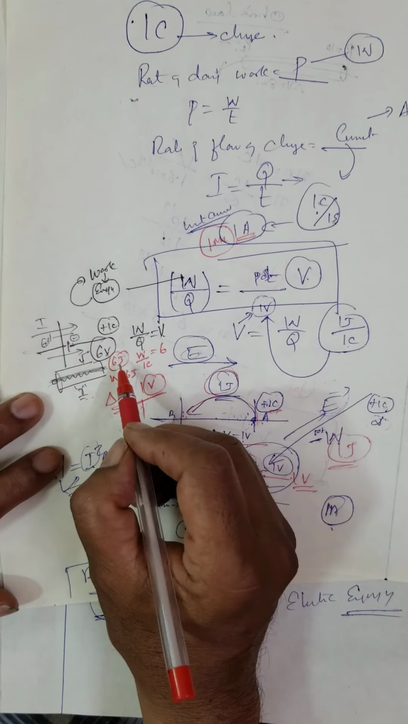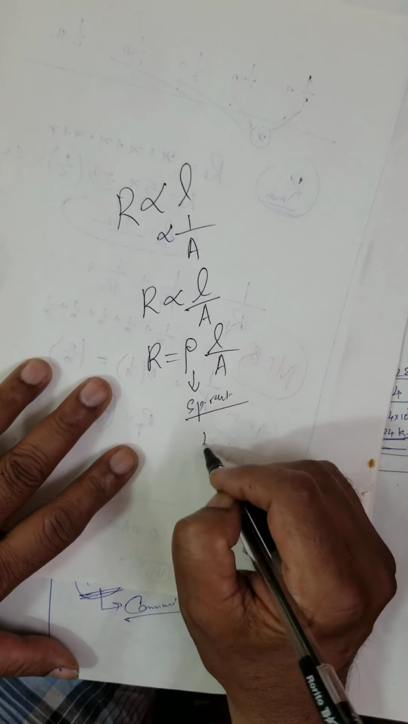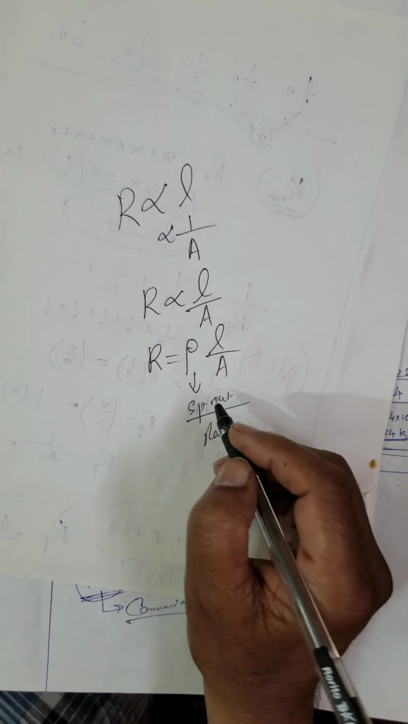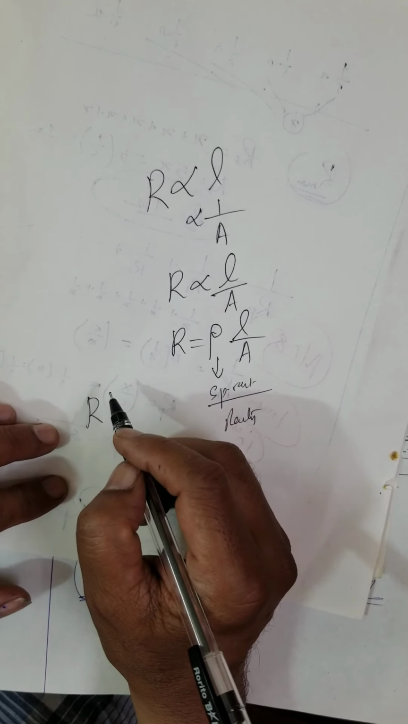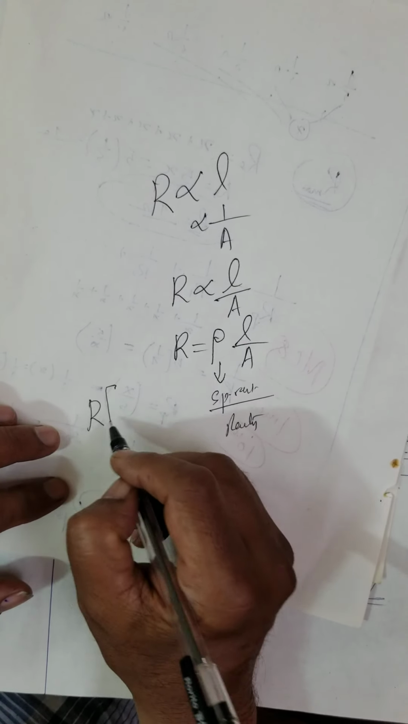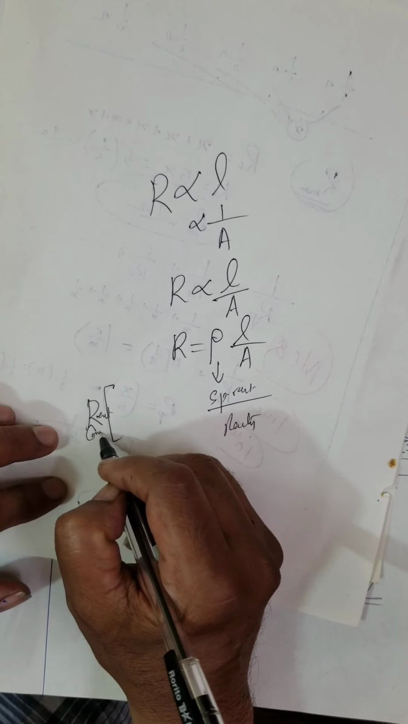And if you equate, you will get some constant. This constant is called specific resistance or resistivity. Now, therefore, what are the factors on which the resistance of the conductor depends?